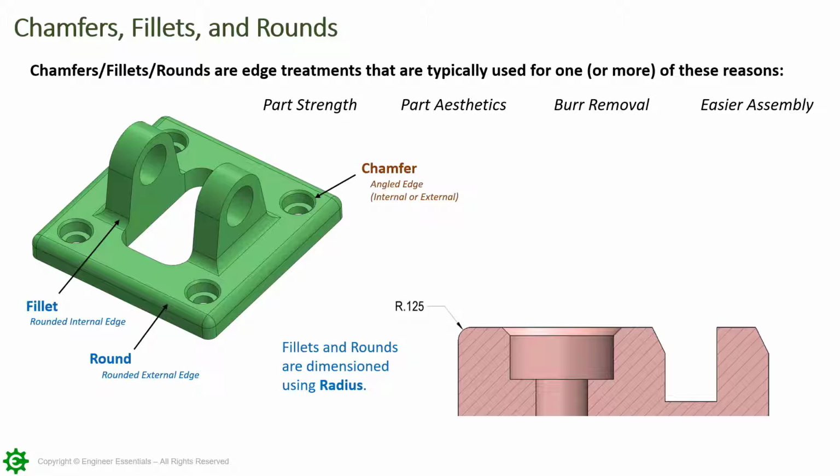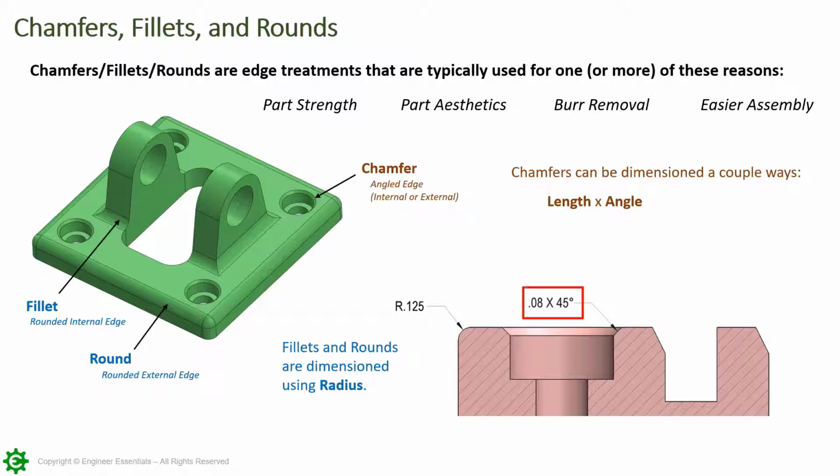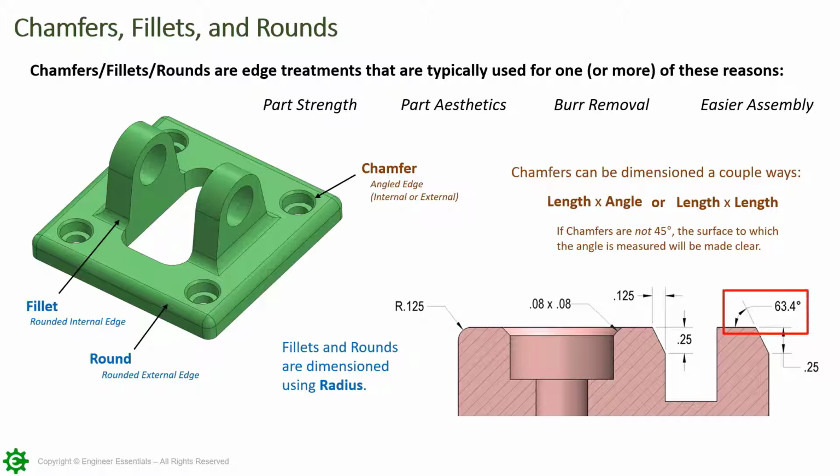Fillets and rounds are dimensioned using the radius symbol, regardless if they're internal or external. Chamfers are dimensioned in a couple ways. You can see it dimensioned with the length and the angle, or you can see it dimensioned the length by the length. Now, if you see the angle being used, and it's not 45 degrees, the surface to which the angle is measured will be made clear on the print, just like this one right here.